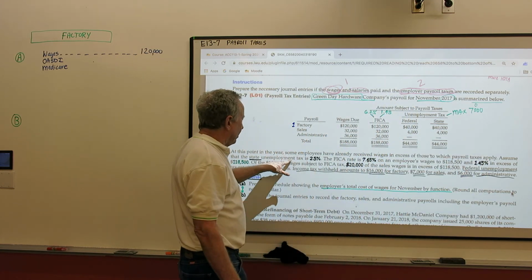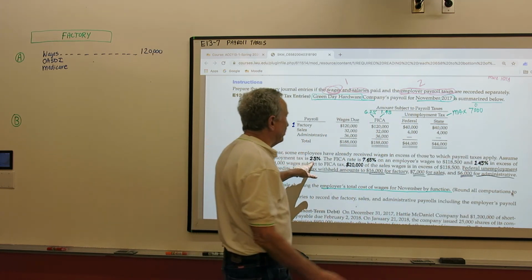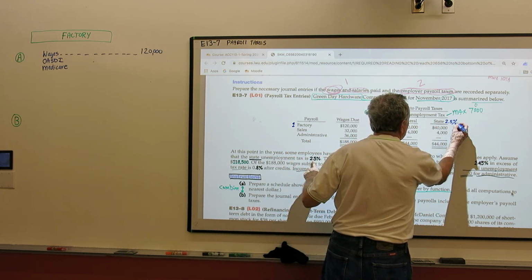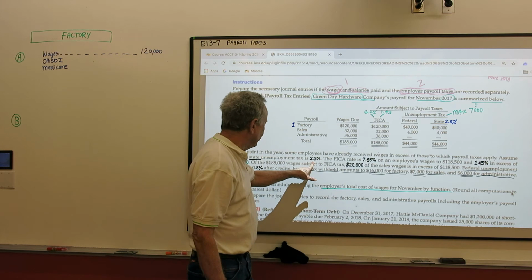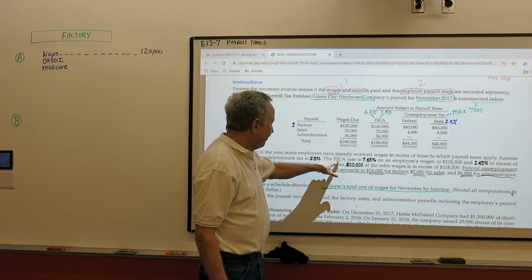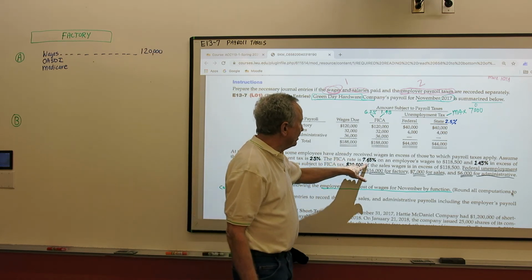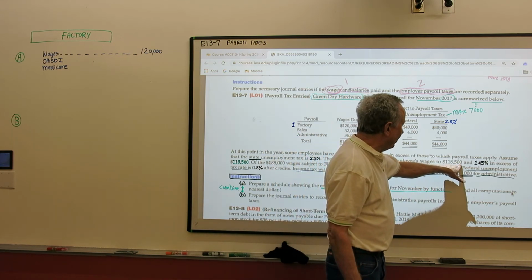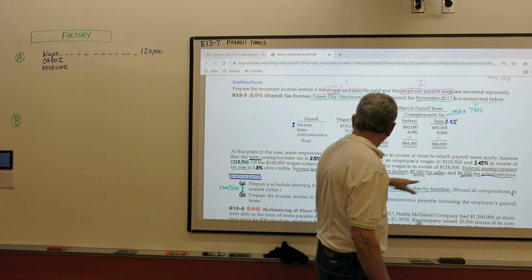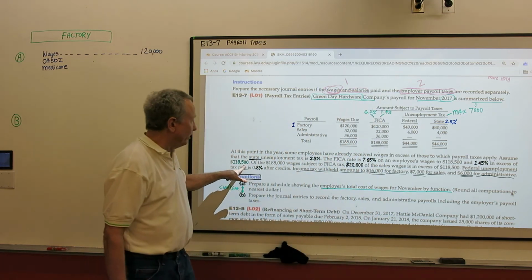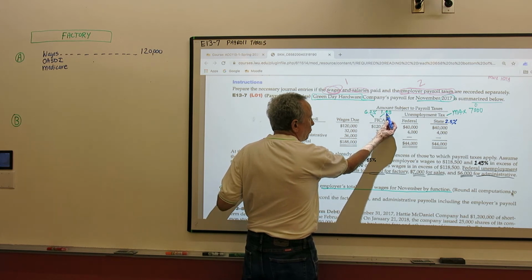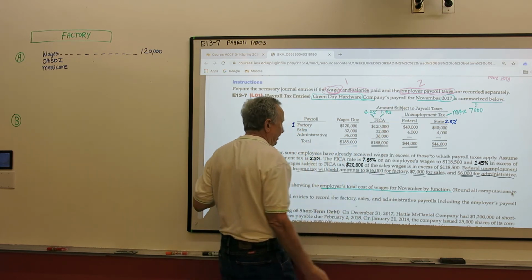Assume that the state unemployment tax rate is 2.5%. We can write that up here. Let's put 2.5%. This is a state that has kind of an average rate. The FICA tax rate is 7.65 on an employee's wages up to $118,500 and 1.45 in excess of $118,500. Remember, we knew that too. 6.2, there's a limit, but the 1.45 of Medicare goes infinitely.